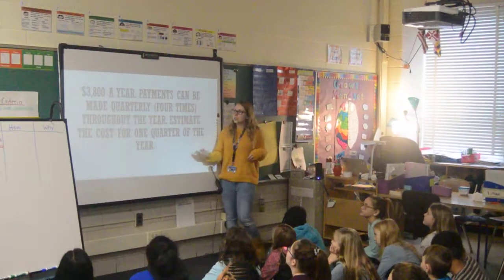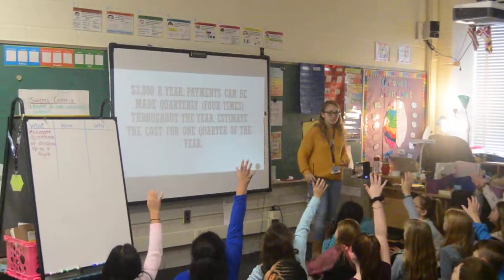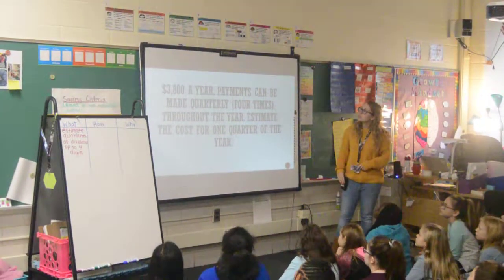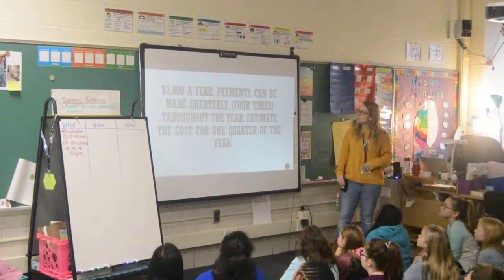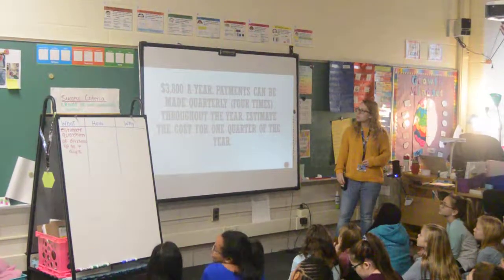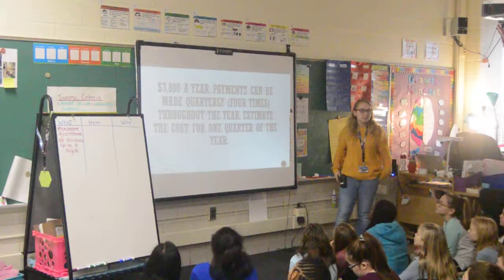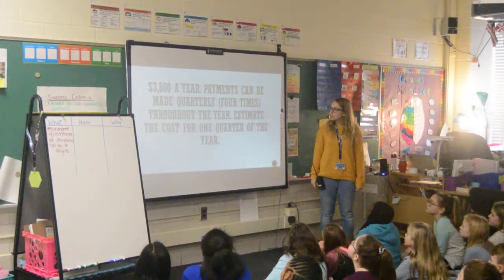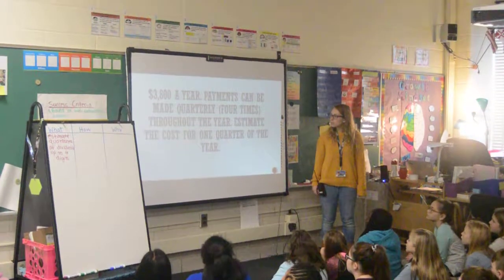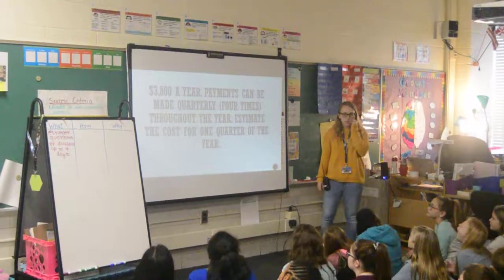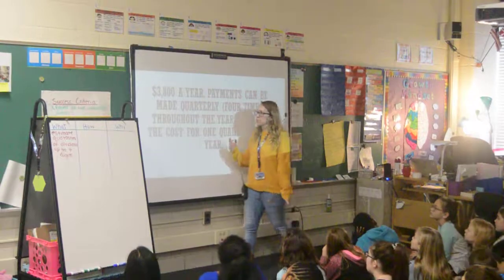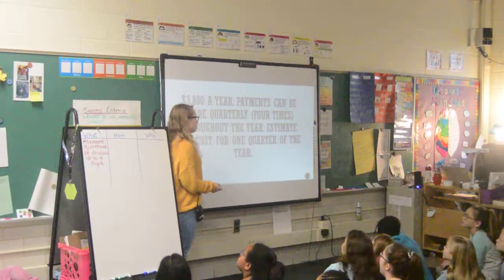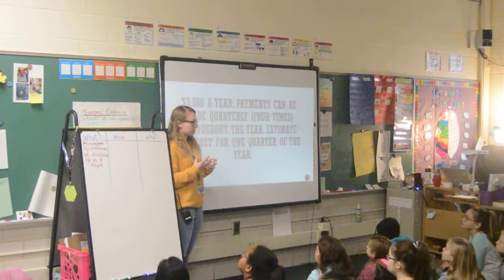Can I get someone to read this problem for us? Noah: $3,800 a year. Payments can be made quarterly, 4 times throughout the year. Estimate the cost for 1/4 of the year. Very good. Okay, so this gives you some information that you might not have known before. We have $3,800 a year that you're paying.